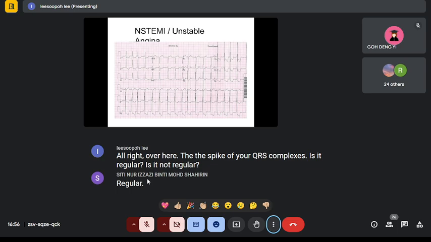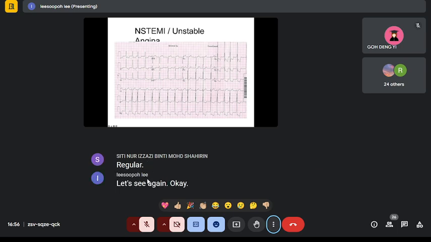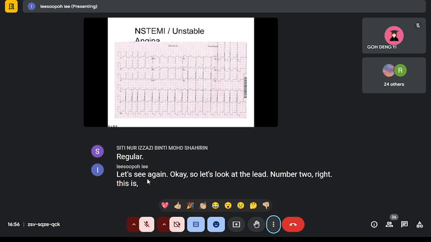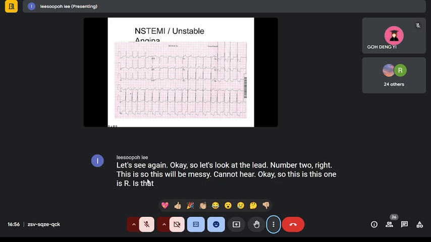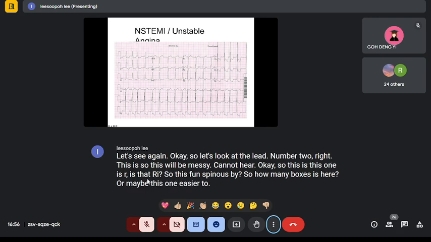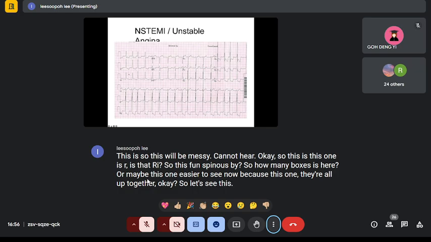Regular? Let's see again. Let's look at lead number 2. This one is a bit messy. This one is R, and this one is another R, right? So it's one spike and another spike. How many boxes is it here? 2. Or maybe this one is easier to see now, because here they overlap together.